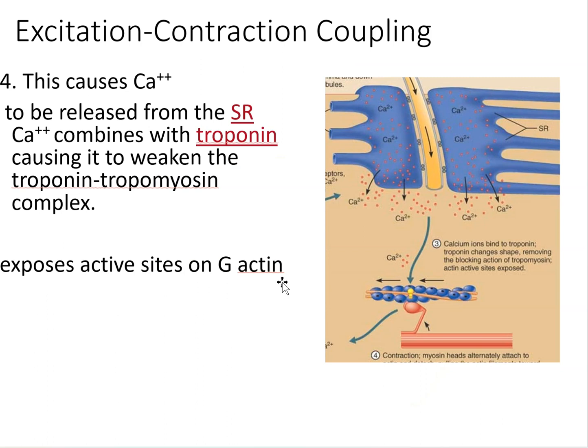Now remember, calcium is the key to the cellular chastity belt. So calcium is going to be released, it's going to leave the SR, and it binds to troponin. When it does that, it changes the TT complex. It unlocks it, it breaks it down, and it moves out of the way. Now those active sites that myosin wants to get a hold of are there and ready for myosin to grab.